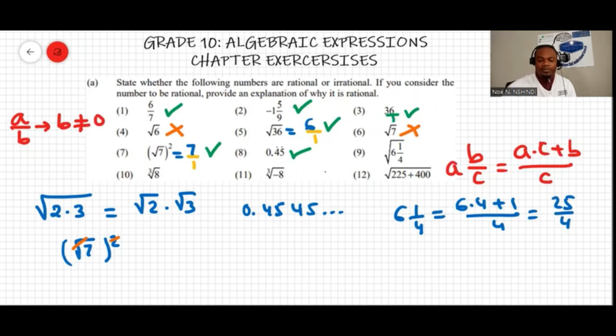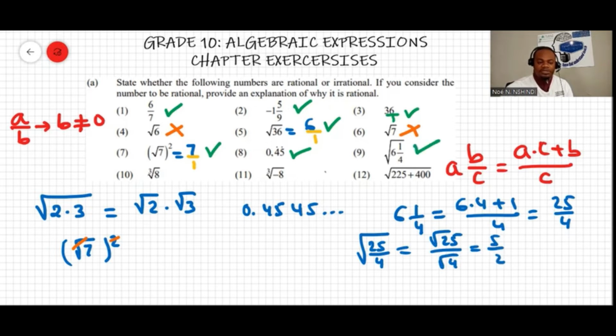Then, because it is square rooted, it's the square root of 25 over 4. This is the square root of 25 over the square root of 4, and this is 5 over 2. 5 over 2 is in the form A over B, so this is rational. And then cube root of 8: 8 can be written in terms of its prime factors as 2 to the power of 3. The cube root and the power of 3 can be simplified, and the answer is just 2. And 2 is a rational number.